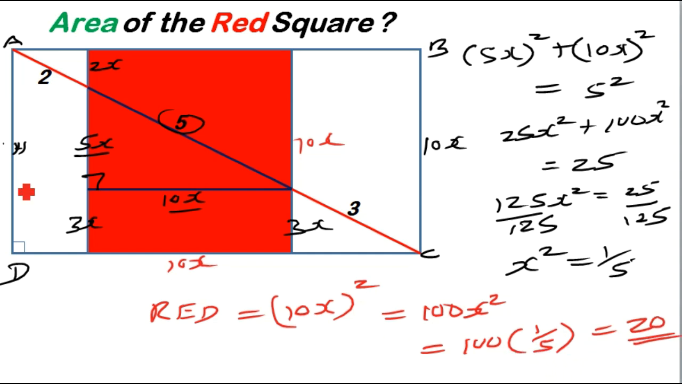Ladies and gentlemen, you can actually use any trick from Euclidean geometry to determine the red square area. If you have another simpler method, you can leave it in the comments section.